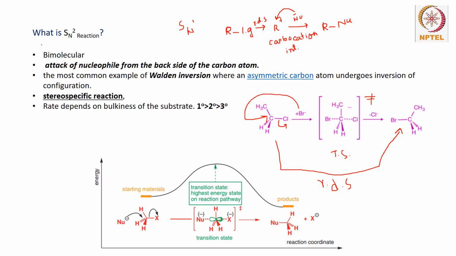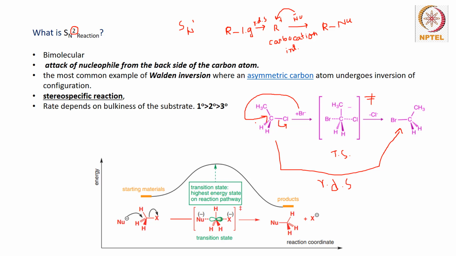The order of the reaction is 2. Whatever is written above is called the order of the reaction. So in the case of SN2, the nucleophile always attacks from the back side of the leaving group. While the leaving group is eliminating, the nucleophile always attacks from the back side.